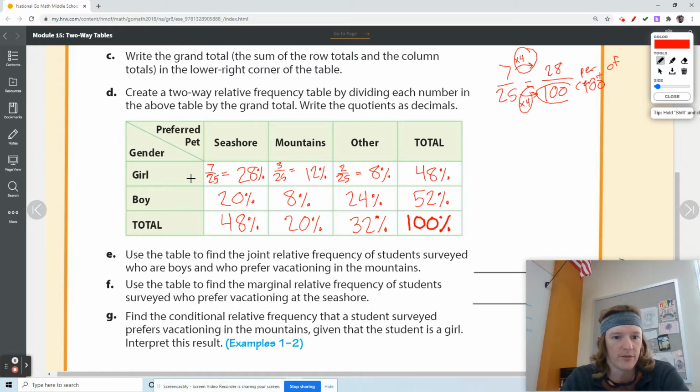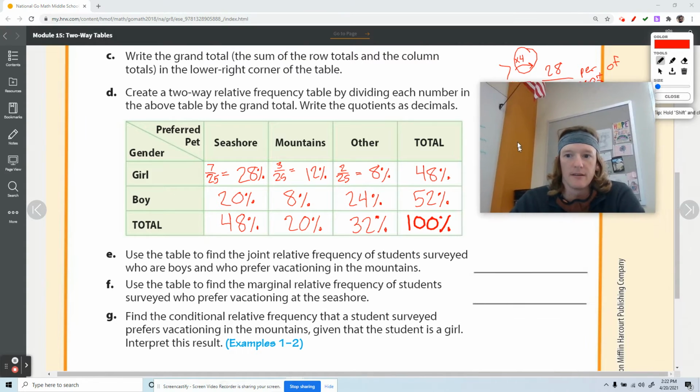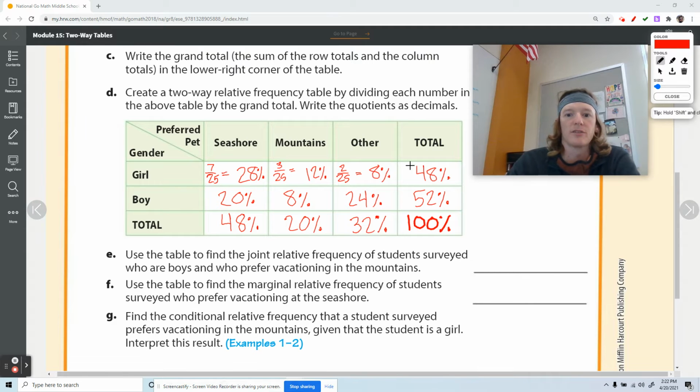48% of our boys and girls said seashore. 20% of our boys and girls said mountains. 32% of our boys and girls, of all of our people, said other. Now this section, we're going to look at these percents, and we're going to do a few different kinds of frequencies, a few different ways to make a conclusion. And these are the 3.